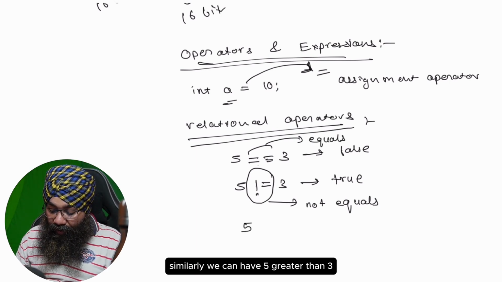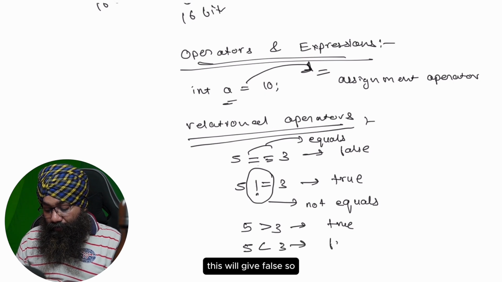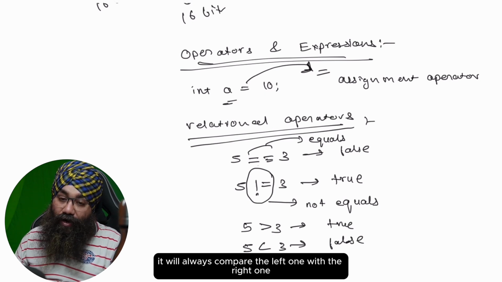Similarly, we can have 5 > 3. This will again give true. 5 < 3 will give false. So it will always compare the left one with the right one.